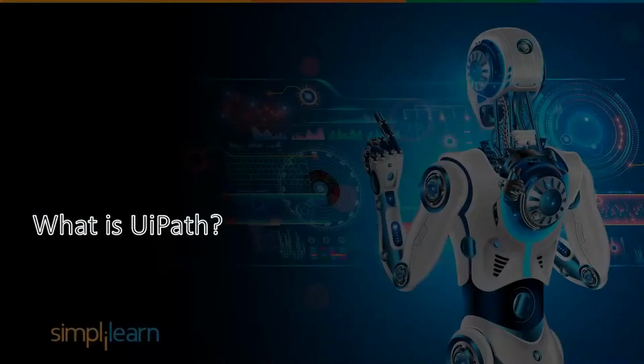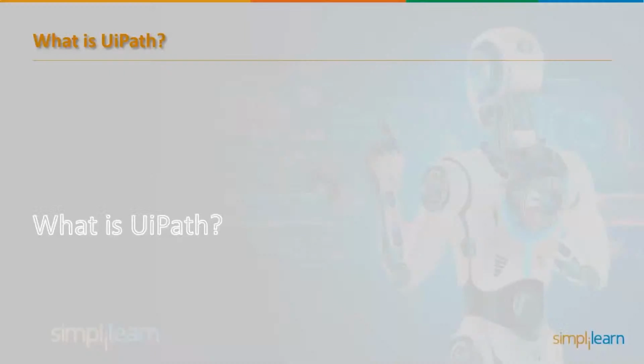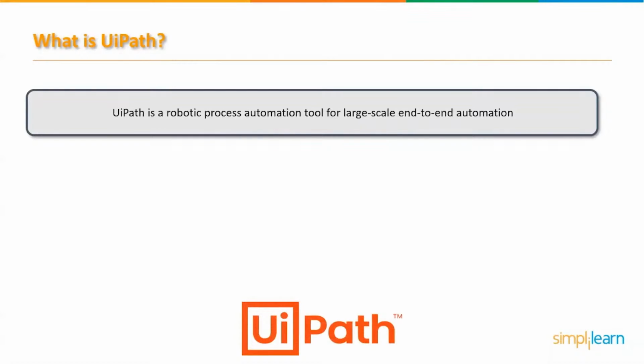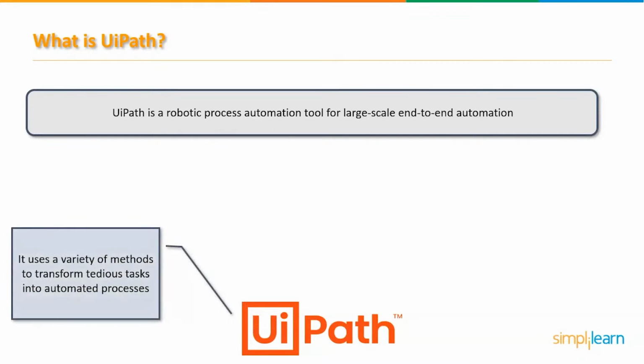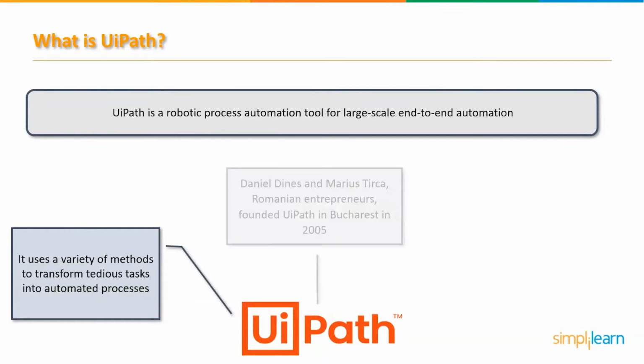Let's get started with what is UiPath. UiPath is a robotic process automation tool for large-scale end-to-end automation. For an accelerated business change, it provides solutions for business to automate routine office activities. It uses a variety of methods to transform tedious tasks into automated processes.